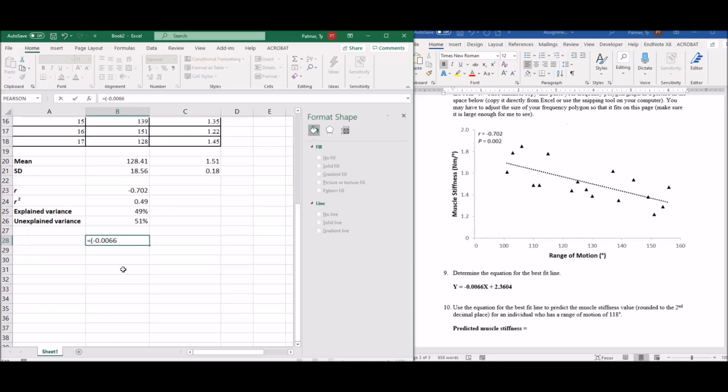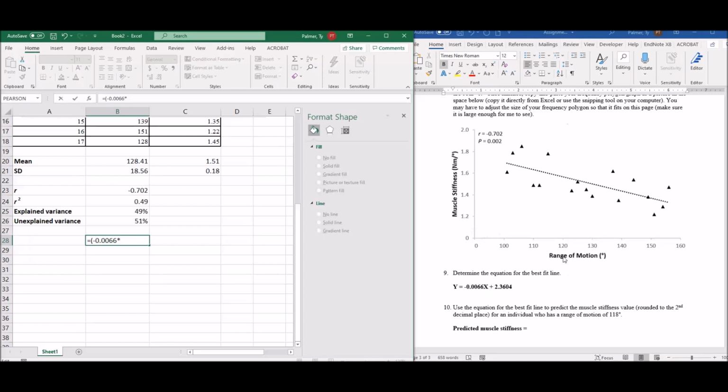To do times, on your keyboard, hold Shift and press the number 8, and that should provide a multiply sign. This is the multiply sign in Excel. So Shift 8 provides the multiply sign. And then what's x going to be? x is going to be our range of motion. Remember in question number 10, it says we're trying to predict muscle stiffness for an individual who has a range of motion of 118. So where's that 118 going to go? That's going to go for x.